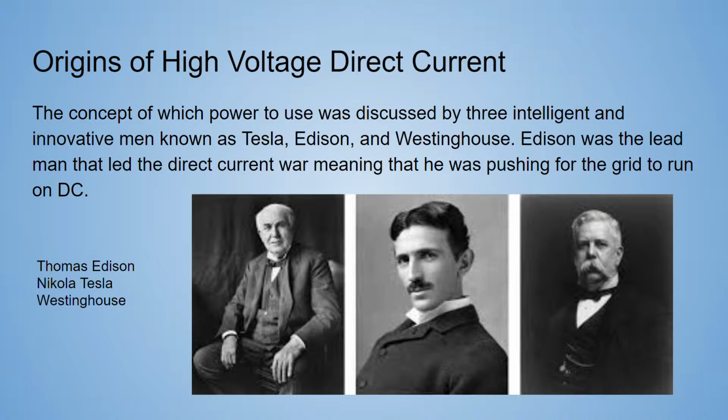The origins of high voltage direct current: the concept of which power to use was discussed by three intelligent and innovative men known as Tesla, Edison, and Westinghouse. Edison was the lead man that led the direct current war, meaning that he was pushing for the grid to run on DC. Tesla and Westinghouse had other plans and other ideas.